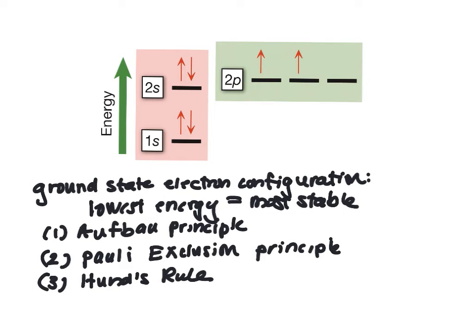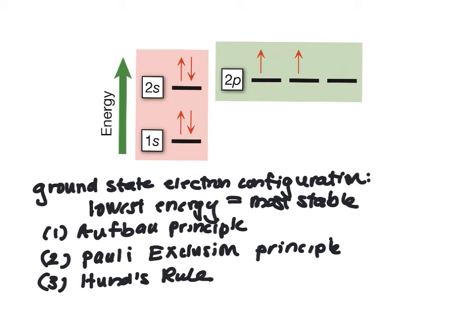Hund's rule has 2 parts. First, when orbitals of equal energy, which are degenerate orbitals, are available, but there are not enough electrons to fill all of them completely, 1 electron is added to each orbital before a second electron is added to any of them. Second, the spins of the unpaired or single electrons in the degenerate orbitals should be aligned.